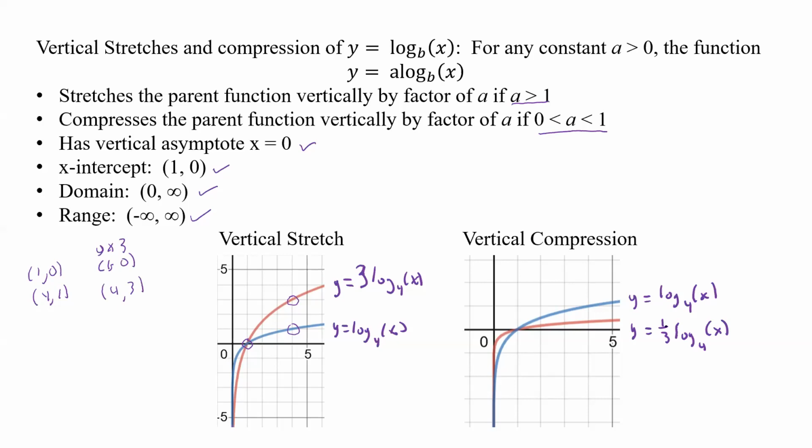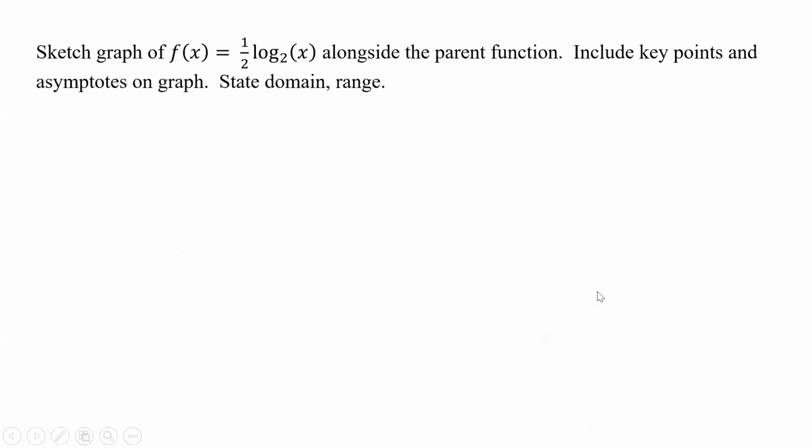Now with compression, what we're doing is taking it times a third. If we take y times 1/3, we still get 1, 0. But now instead of 4, 3 or 4, 1, what we get is 4, 1/3, because we're taking 1/3 times that 1. So at 4, we're at this 1/3 point. That's going to be our new point there, whereas before it was 4, 1. That makes it kind of go up higher here, and then it goes over like this. So it has a more steep initial point here, and then it curves over like that. Okay. So what do we have here?